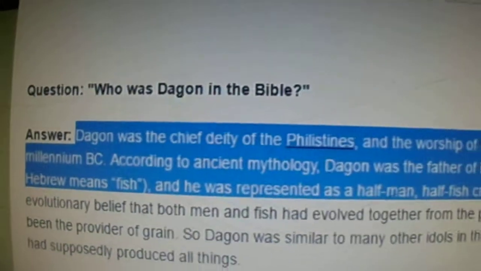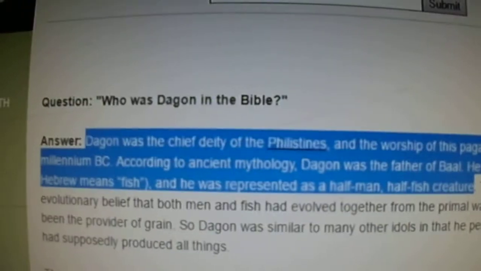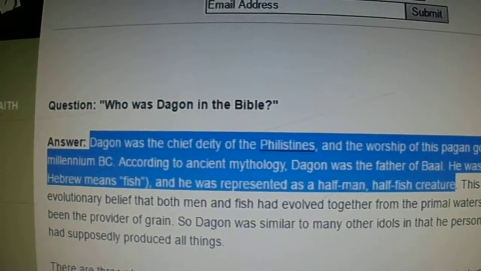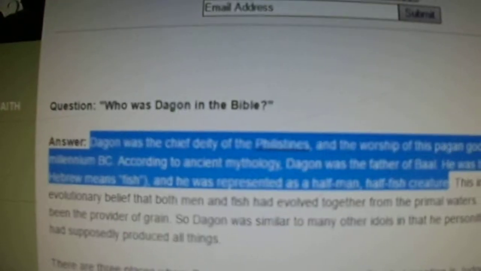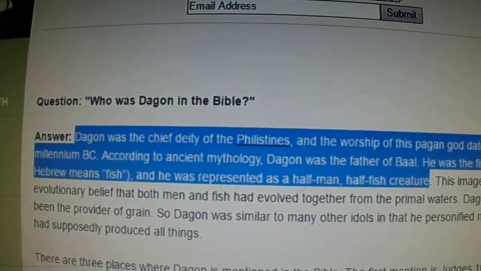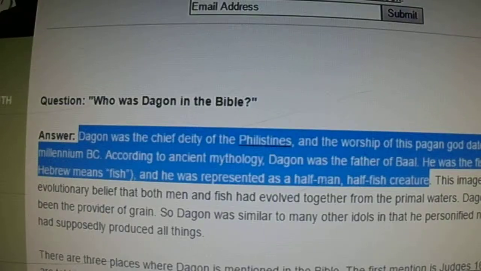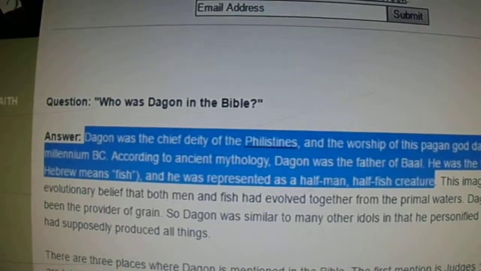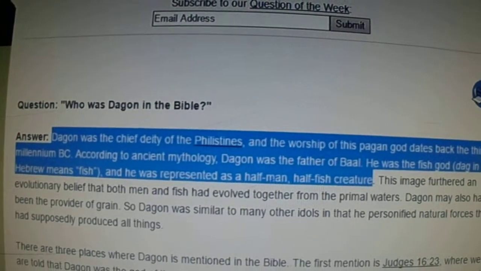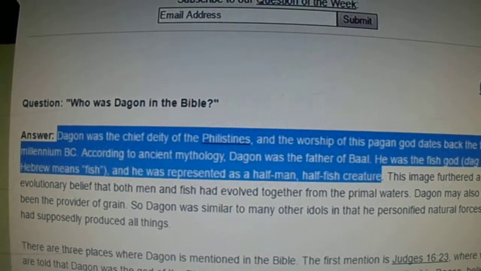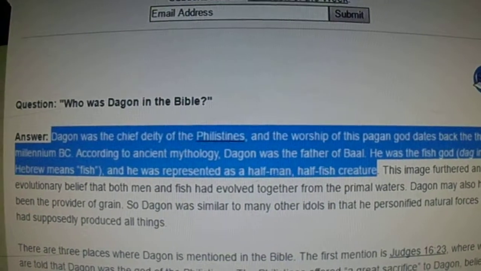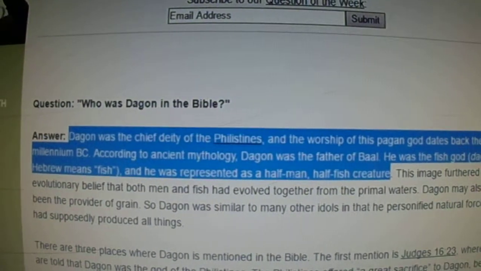So let's read about the fish god, chief deity of the Philistines, and the worship of this pagan god dates back to the 3rd millennium BC. Dagon was the father of Baal. He was the fish god. Dag in Hebrew means fish, and he was represented as a half man, half fish creature. So from this fish creature our Pope has the mitra.